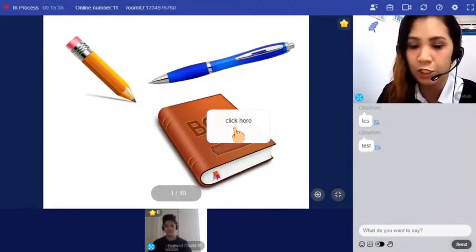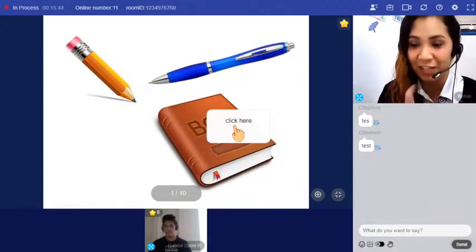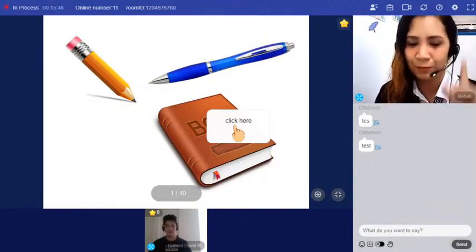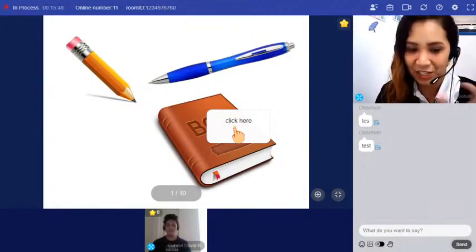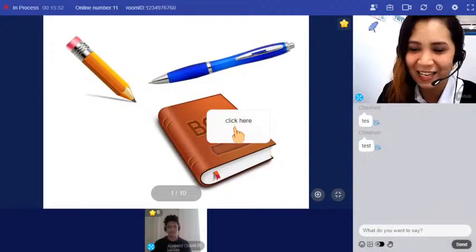Okay, one more time. Let's make it longer. The plural of sheep is sheep. Yes, but the first one, the plural of sheep is sheep. Very good.